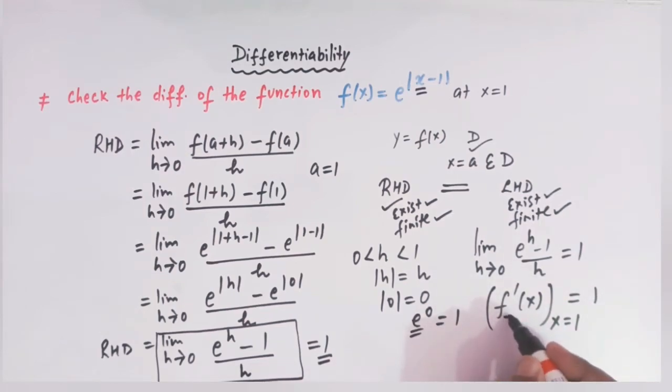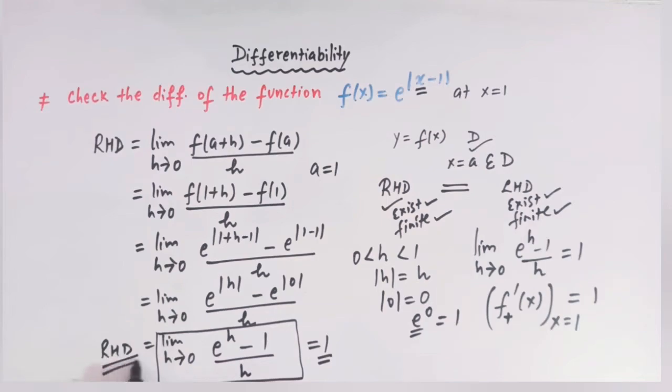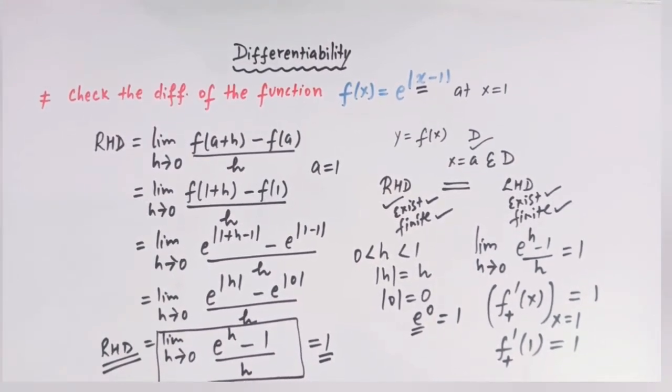And here we'll write the positive sign, because this positive sign indicates that we are calculating the right hand derivative, right? So in other words, we can also write it as f prime of 1. Here we can write 1 for x, and here we can write the positive sign, so we have 1. So the right hand derivative is equal to 1. Now let us find out the left hand derivative.